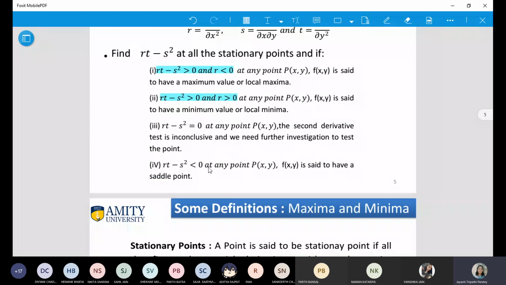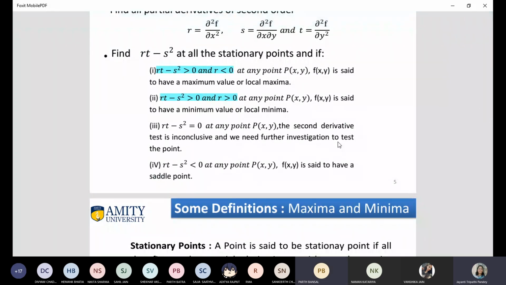And you will say this is a saddle point. So what is our consideration? First thing to test is Rt minus S square. Is that fine?